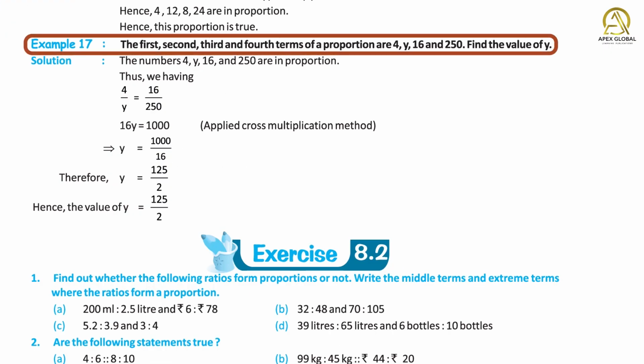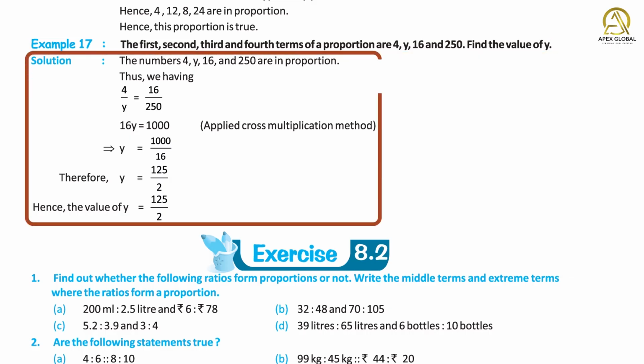Example 17. The first, second, third and fourth terms of a proportion are 4, y, 16 and 250. Find the value of y. Solution. The numbers 4, y, 16 and 250 are in proportion. Thus, we have 4 upon y equals 16 upon 250. 16y equals 1000, applying the cross multiplication method. y equals 1000 upon 16. Therefore, y equals 125 upon 2. Hence, the value of y equals 125 upon 2.